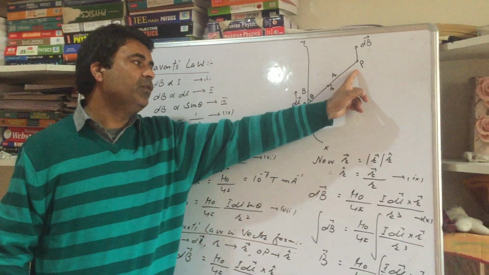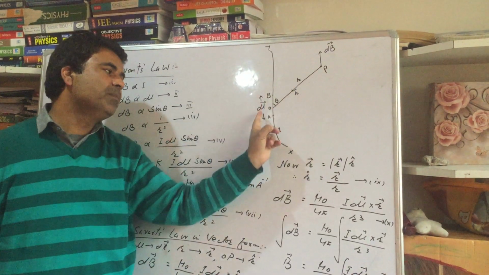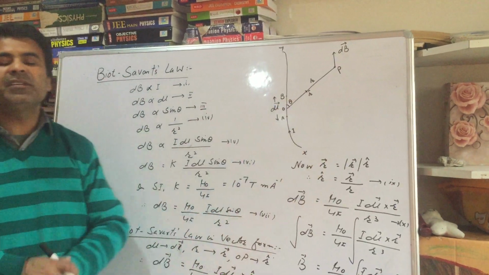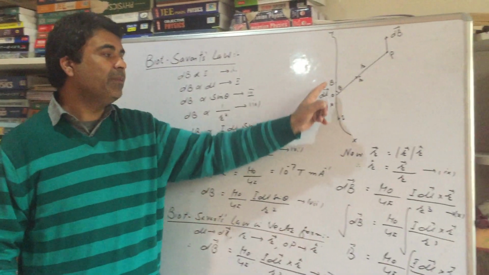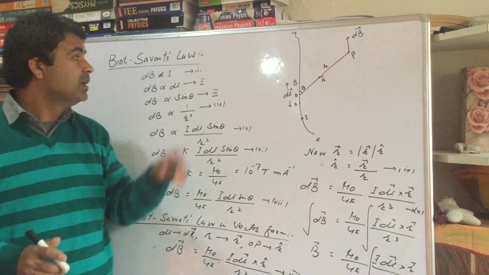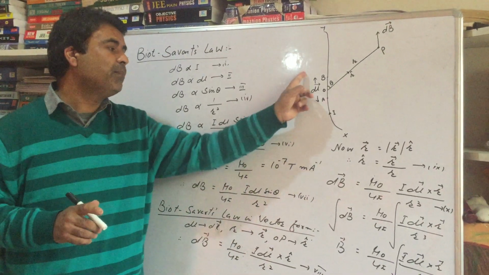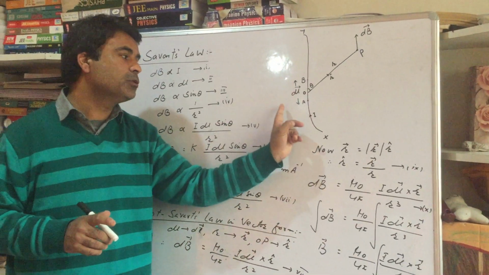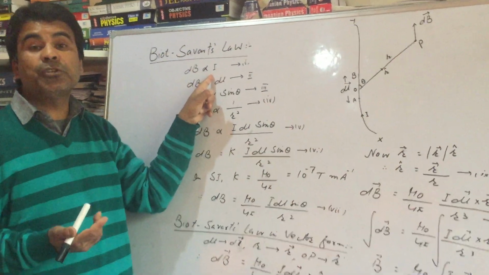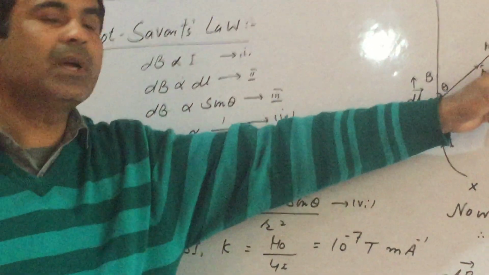We want to find the magnetic field at point P, which is at a distance r from the center of the small element, and let us suppose this theta is the angle between the current element and the line joining the center of the element and the point of observation. Biot and Savart found that the magnetic field dB produced by the small current element at point P is directly proportional to current I. That is, the more the current, the more the magnetic field at point P.